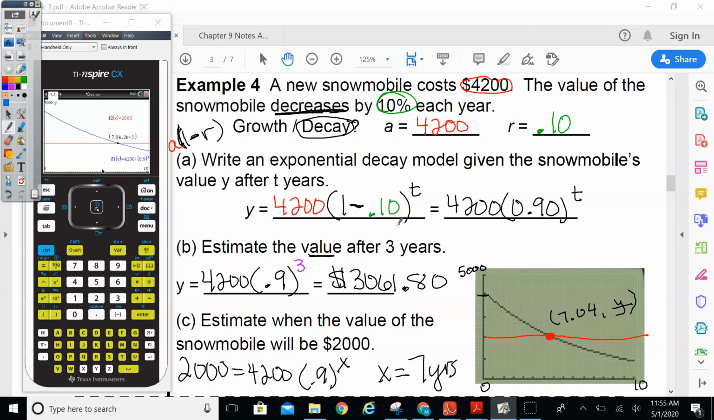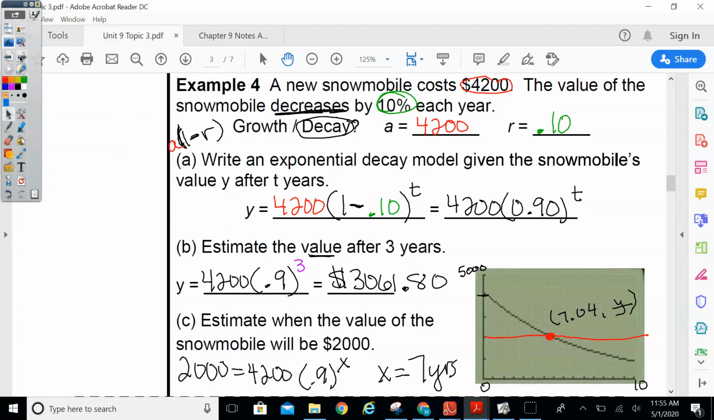Okay, so that's growth and decay. Like I said, there's 2 other models we need to talk about. But look for those keywords: decreases, increases, declines, depreciates, things like that, to see which one it is, and then you just set it up. Okay, but you are going to need a calculator to type these in.